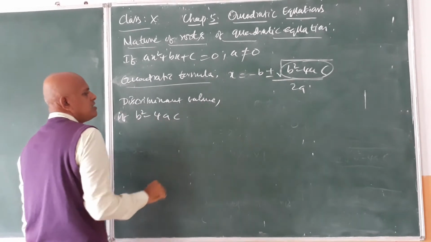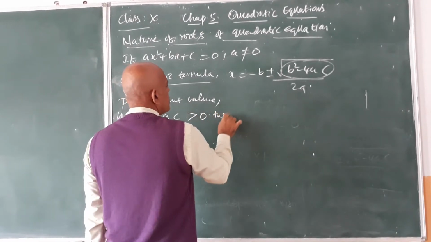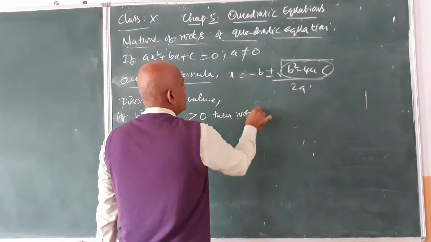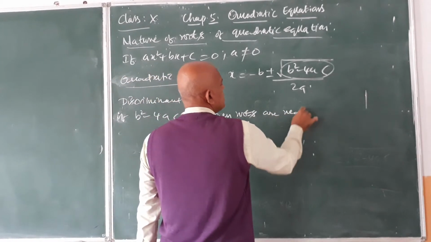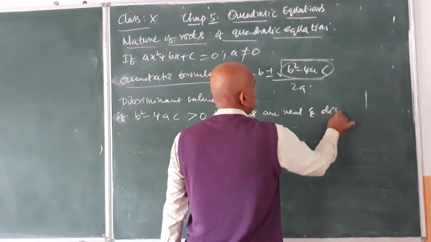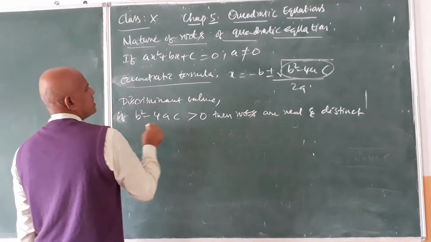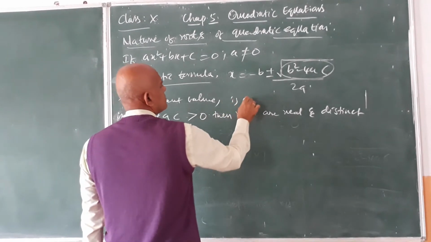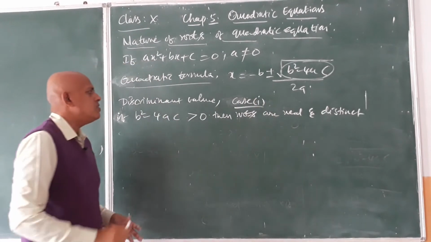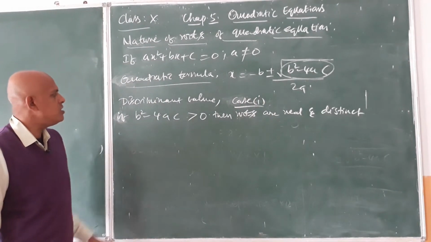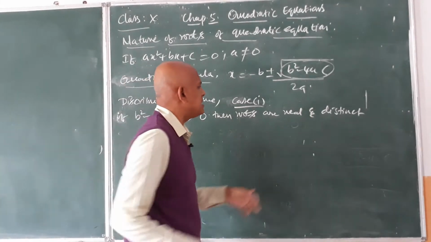If b square minus 4ac is greater than 0, then how will the roots behave? The roots are real and distinct. This is case 1. So there are three natures of the roots. One is, if b square minus 4ac is greater than 0, then roots are real and distinct.